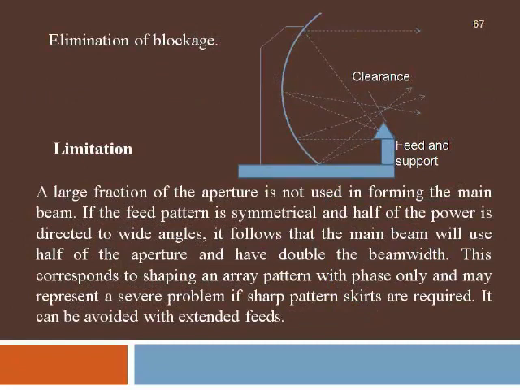So, elimination of blockage is done by several means. One of them is shown in this slide here. The limitation is that a large fraction of the aperture is not used in forming the main beam. If the feed pattern is symmetrical and half of the power is directed to wide angles, it follows that the main beam will use half of the aperture and have double the beam width.